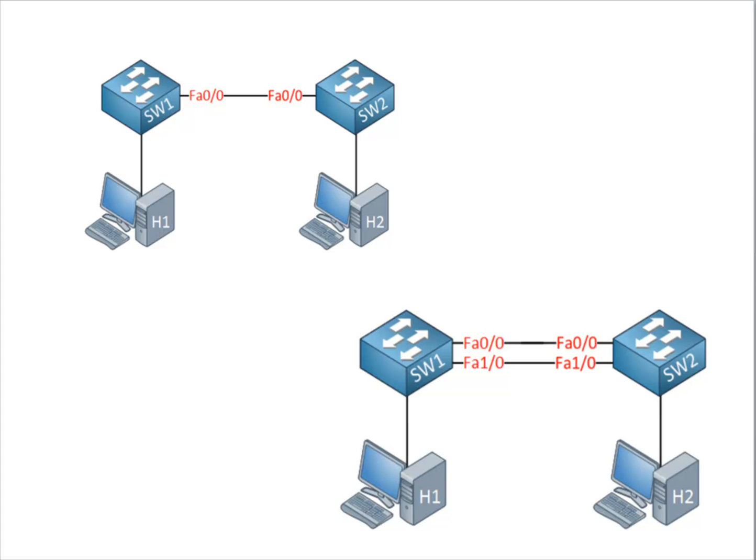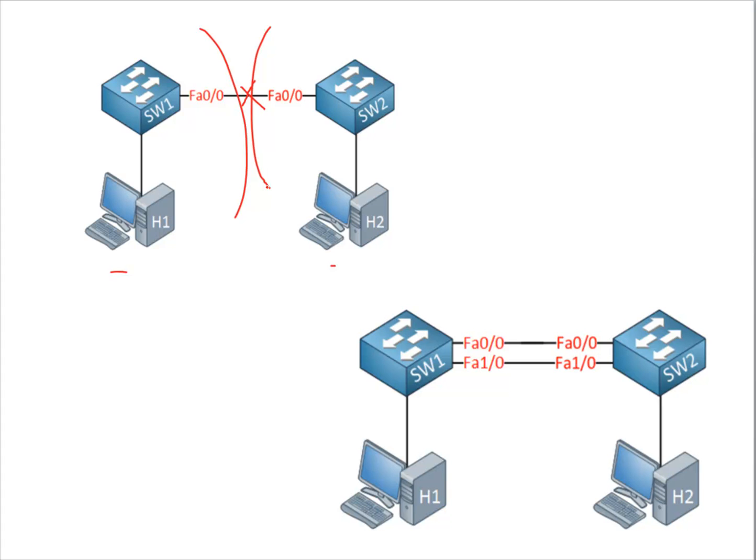Now, if you go for the first topology, I connected the switches with just a single link. Suppose there is a failure, and this cable is not working for some reason. That means the first PC cannot communicate with the second PC, and the network will be divided into two segments. So, a single point of failure is going to make your network go down. That is the first topology diagram.